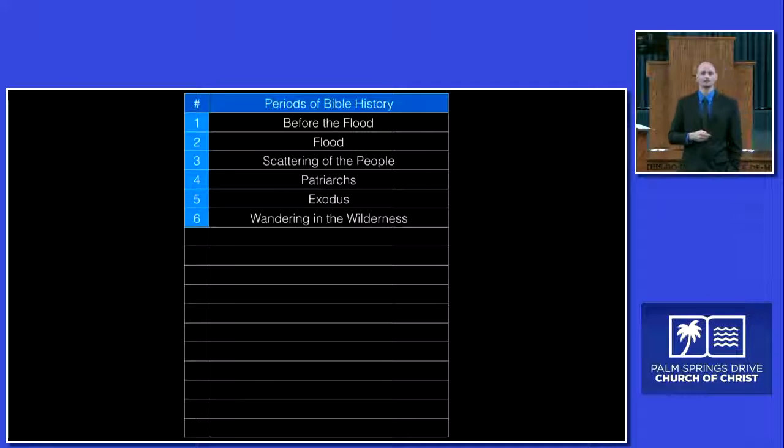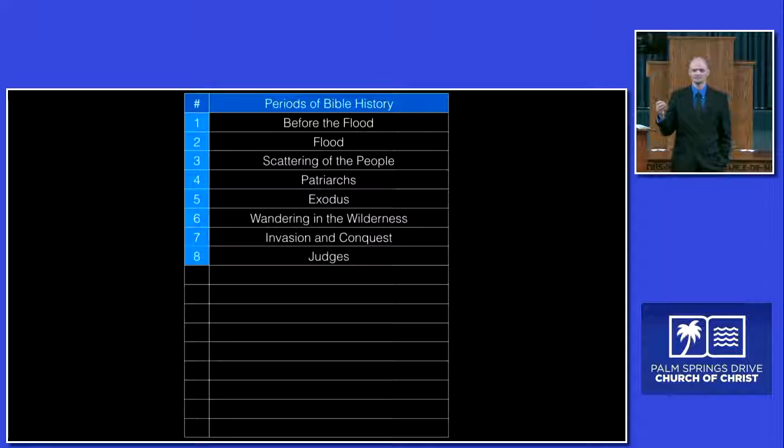All right, invasion and conquest. Joshua. Anything else you want to say on that? Inheriting the promised land. The period of the judges. Apostasy. And that cycle. Apostasy and deliverance. The judges were deliverers. Okay, great. United Kingdom. Real quick. We're running out of time. Saul, David, Solomon.